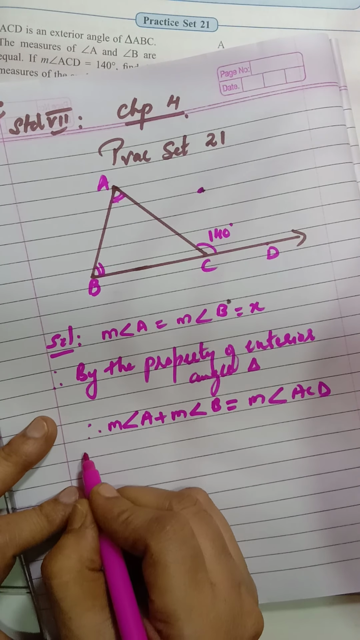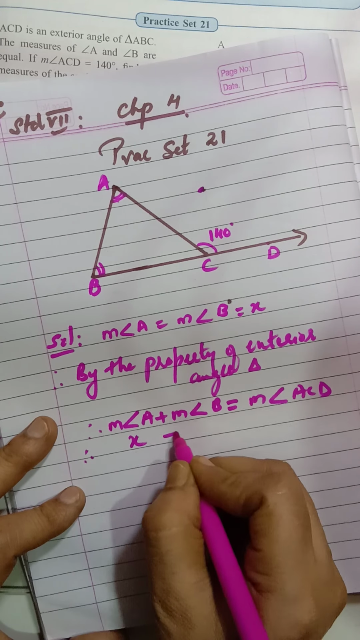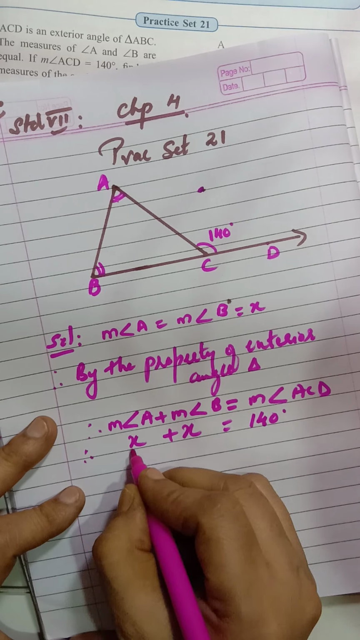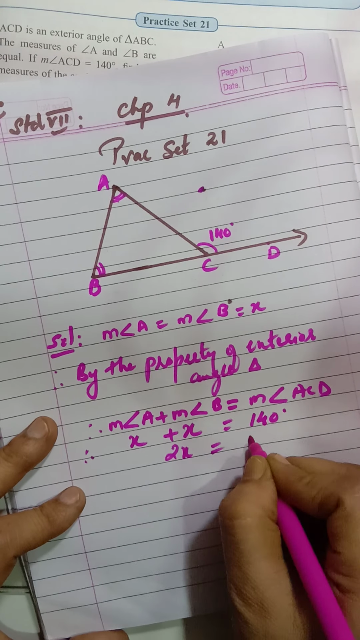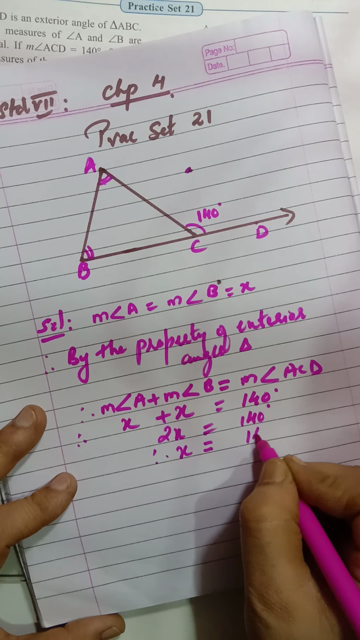Now what we have taken: measure of angle A is x, and since B is equal, this is also x, and this is 140 degrees. x plus x becomes 2x is equal to 140 degrees.